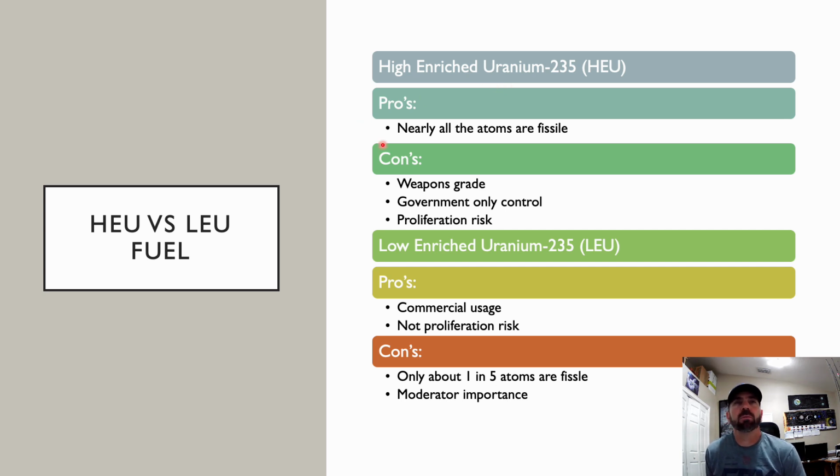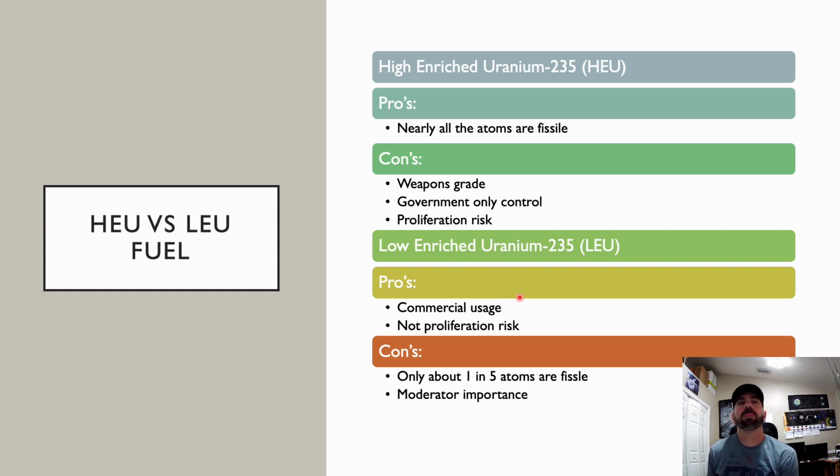And the primary pro for that is nearly all the atoms are fissile. And what fissile means is that all the atoms are capable of fission, and it becomes a much more efficient chain reaction than a low enriched uranium. Cons to high enriched uranium are it is considered weapons grade. It does require government control, no commercial usage is allowed, and there's proliferation risk.